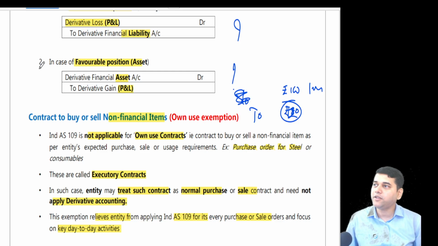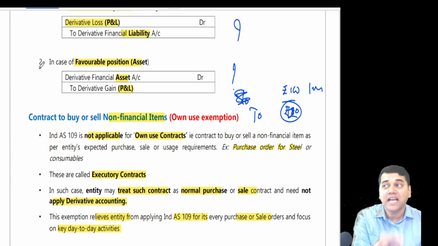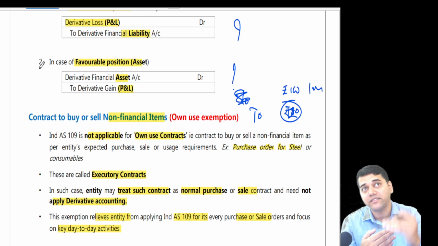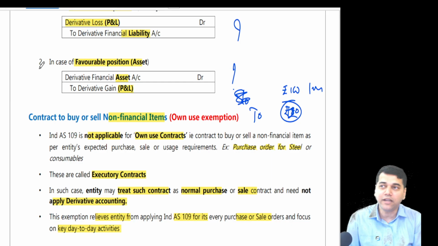Initially only I'll decide. But I can still hide, no? See, I'm anticipating an increase in the steel price. I wanted to take advantage. I can hide one embedded derivative in this contract. No? And I can say it's for my exemption or own use. I can do anything. So for this, it should pass through certain tests.